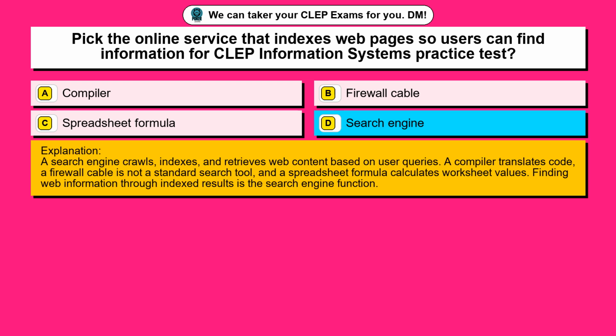A search engine crawls, indexes, and retrieves web content based on user queries. A compiler translates code, a firewall cable is not a standard search tool, and a spreadsheet formula calculates worksheet values. Finding web information through indexed results is the search engine function.